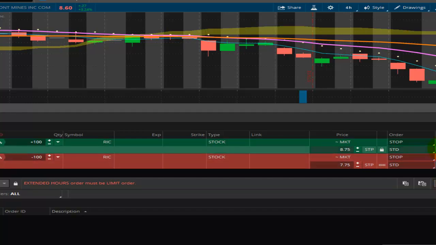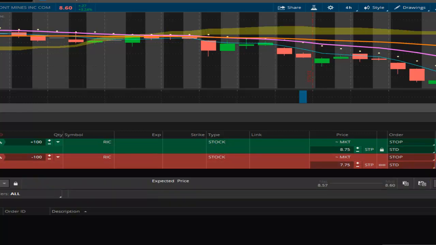One note, in the extended hours, you can't use stops either. You have to use markets and limit orders. So keep that in mind as well. All right, so let's go back over here to day, which will make this a day order. And then we're going to go ahead and hit confirm and send.